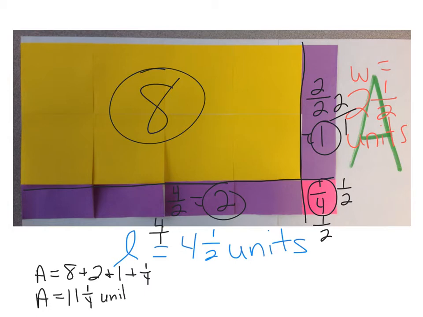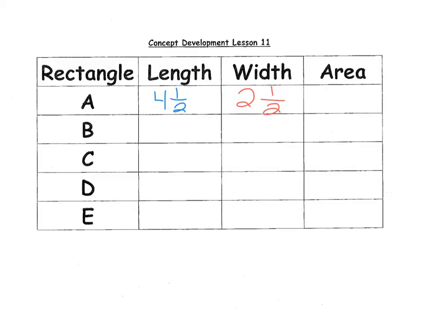Units squared. You must have that exponent too, flying in the air. So now we're going to fill in our area as 11 1/4 units squared. And make sure that exponent is flying in the air.